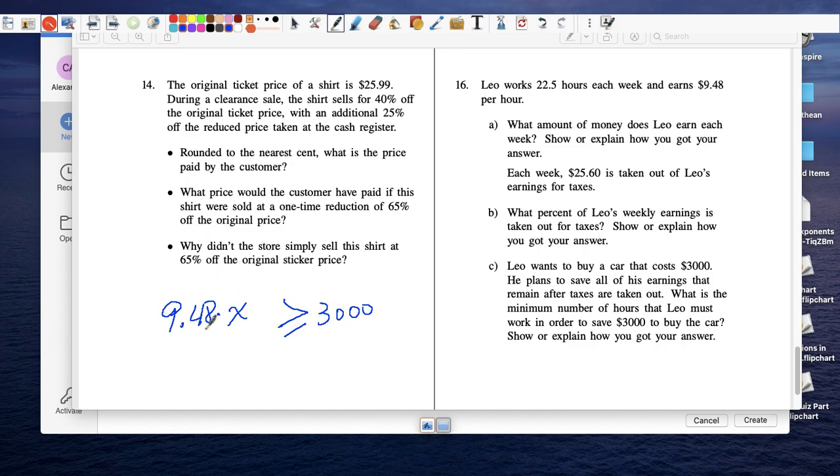So 9.48 times x. Let's divide both sides by 9.48. This answer is going to be inaccurate because I'm not considering taxes. So 3,000 divided by 9.48 equals, the number of hours he has to work equals 316.46 hours in order to buy the car. Yep, 316. Okay. Final answer. All right, that's A2.